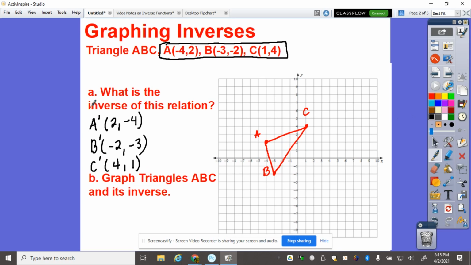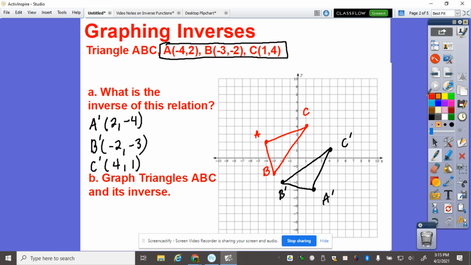Let's do the inverse, the A prime, B prime, and C prime. 2 comma negative 4 here. B prime, negative 2, that's not negative 3, this is negative 3. B prime. C prime is 4 comma 1. And there you go. What do you notice about the two graphs, the two triangles?